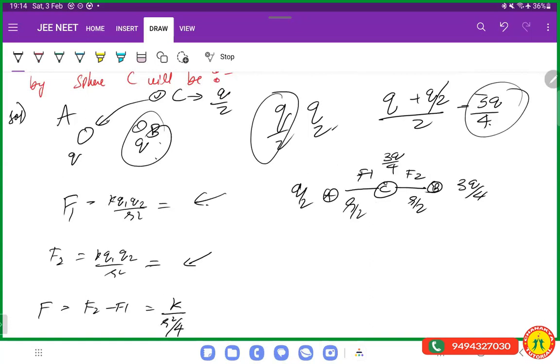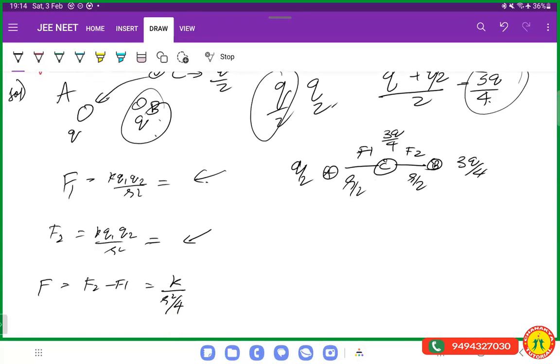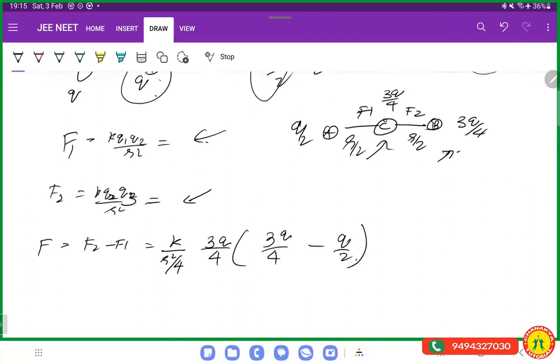Q square will be common. 3Q by 4 is also common. Both have 3Q by 4, so we can take 3Q by 4 common. This already has 3Q by 4 because of this one, C, and because of this one. Let's take 2 and 3. 3Q by 4 minus Q by 2. Now, okay? Yeah, perfect.